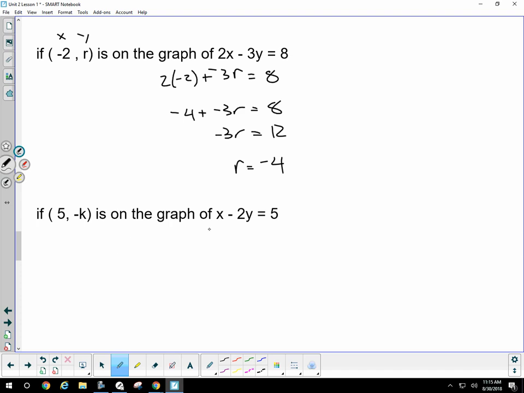Now we have 5 and negative k, so it's important. This is x, this is y. X is 5. Make sure you plug in negative k for y, because it's going to change things. If I distribute this negative, it'd be negative 2 times negative k. Well, that would turn into a positive 2k.